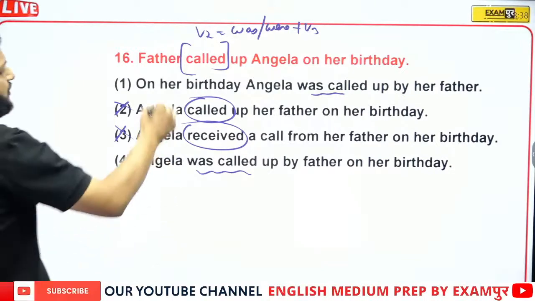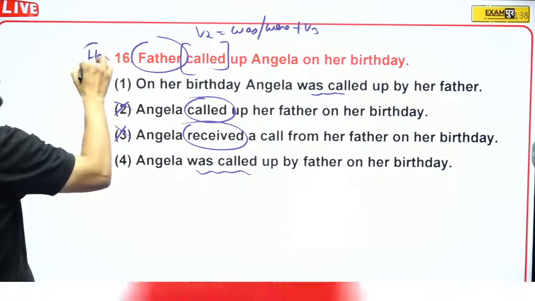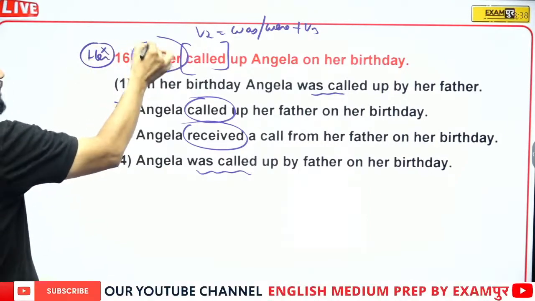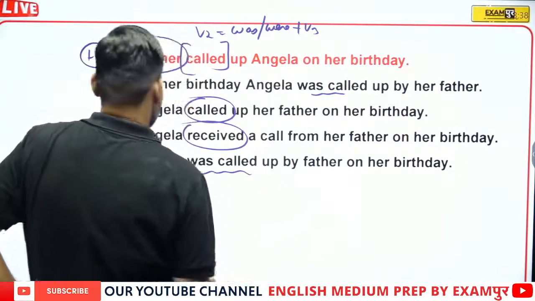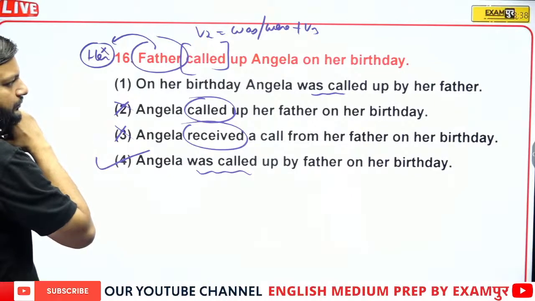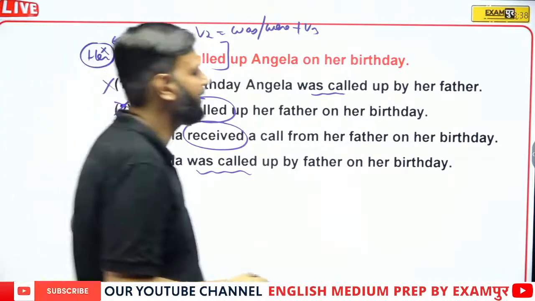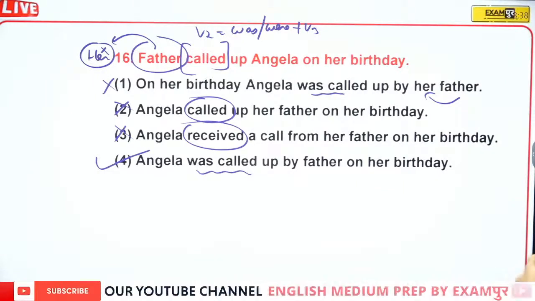As you can see, with the word father, her is not mentioned. If her is not there, it cannot be used in passive as well, right? So option number 4 is the right answer. This one is wrong because here they have used her before father. So option number 4 is the right answer.